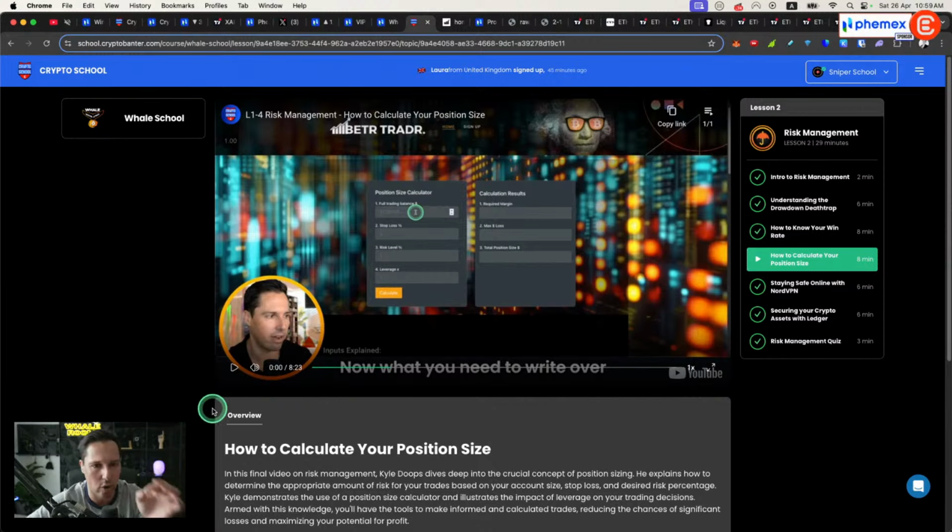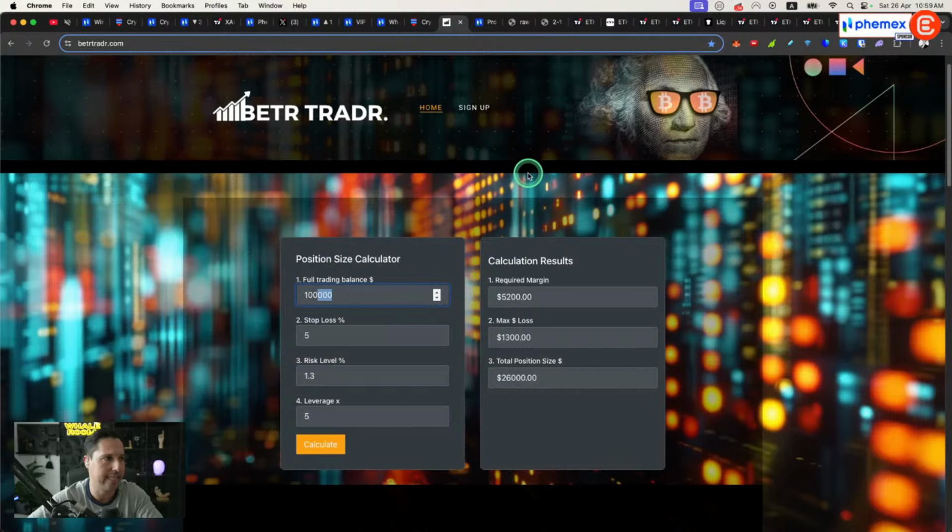So if you do join into Whale School, we discuss this at length, right? Risk management, how to calculate your position size. This is vitally, vitally important when it comes to taking the trade. So this is the setup over here.